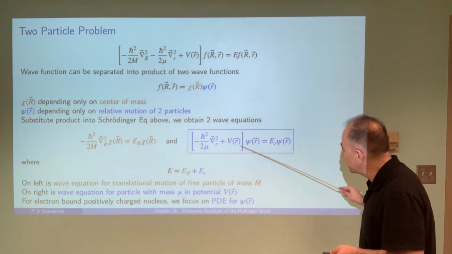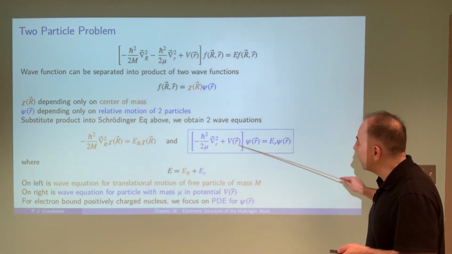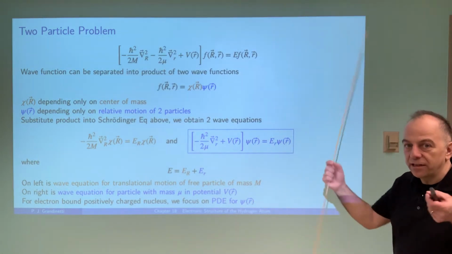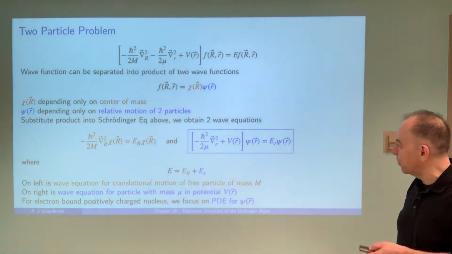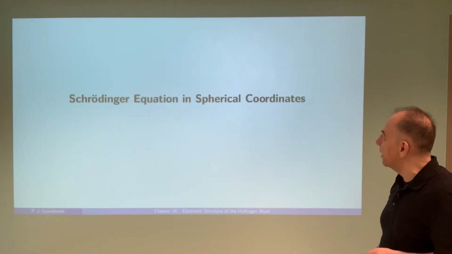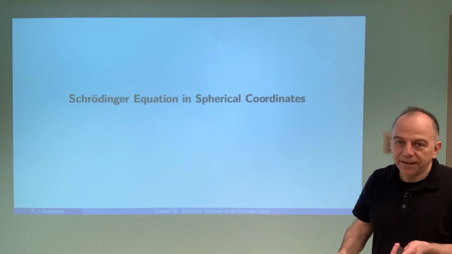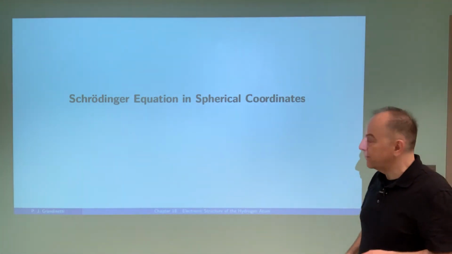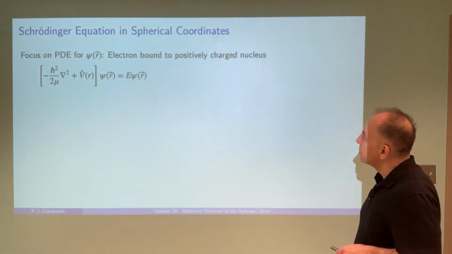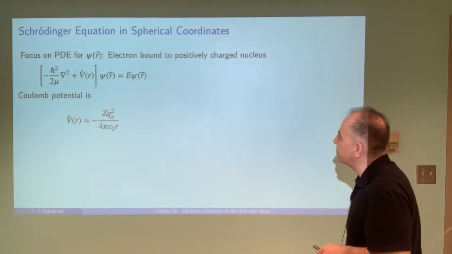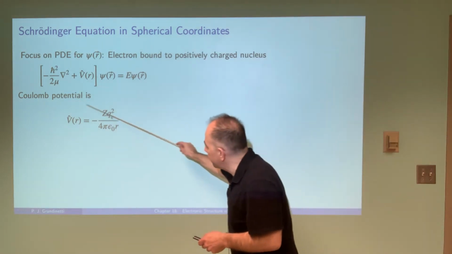And now our focus is on this potential energy function, which is the Coulomb interaction, the attractive force, which is a central force. And what we want to do is rewrite that problem in terms of spherical coordinates, because it's the more natural way to look at a problem with such a spherically symmetric potential. So here is our wave equation that we have to solve. And here is the potential.